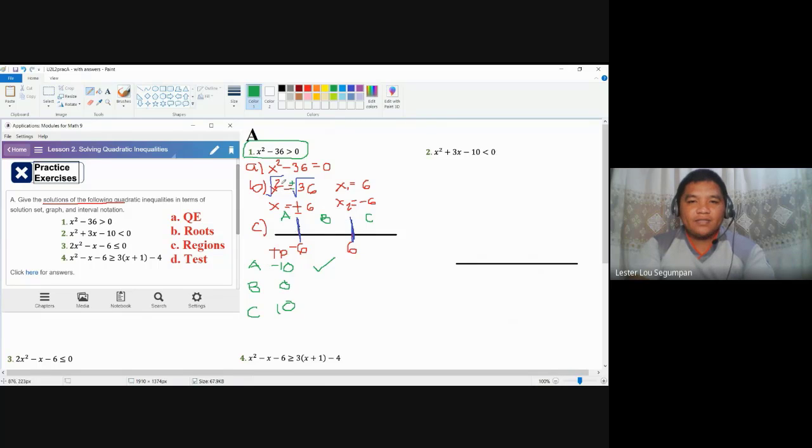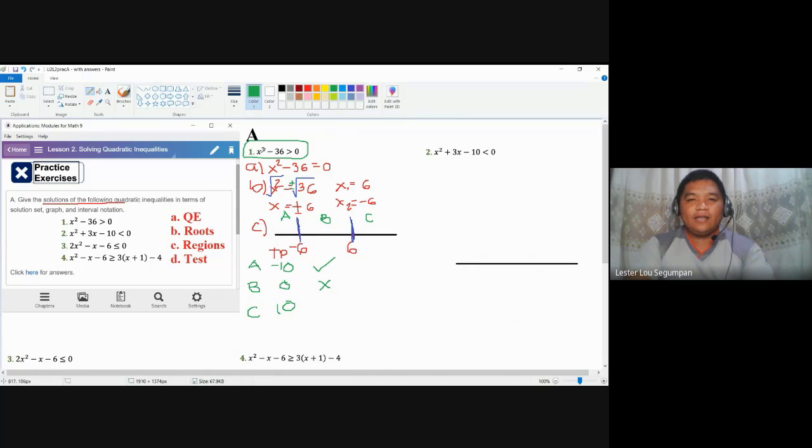Even if it's -7, if we're going to try -7, -7 squared is 49 minus 36. It's still greater than 0, so it's still good. For 0, 0 squared minus 36 is negative. It's not greater than 0, so it's not. Okay. And then for region C, we may use 10 or 7.